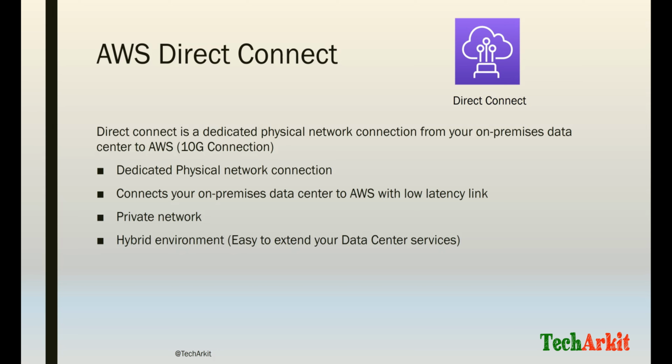This is a direct link from your AWS data center to your data center. It is a dedicated 10G connection. The dedicated physical network connection connects your on-premises data center to AWS with a low latency link. That is called low latency. You can transfer the data with high throughput, and it is on a private network.